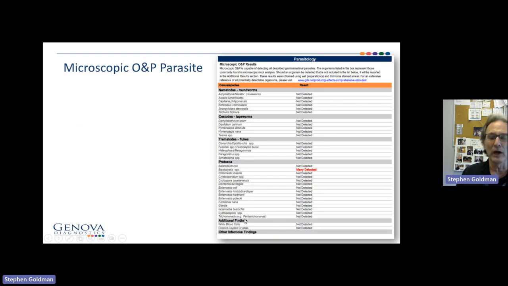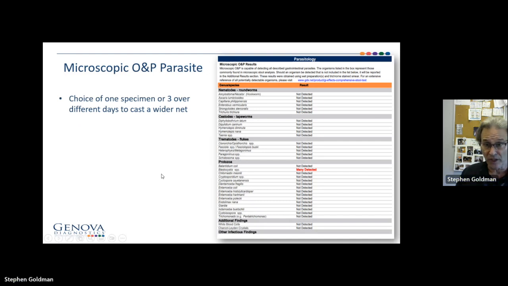With DNA, you can only find what you specifically designed the DNA test to look for. But with this O&P, we can find so many things. If we see it under the microscope, it goes rare, few, moderate, many. In this case, there was Blastocystis at many.